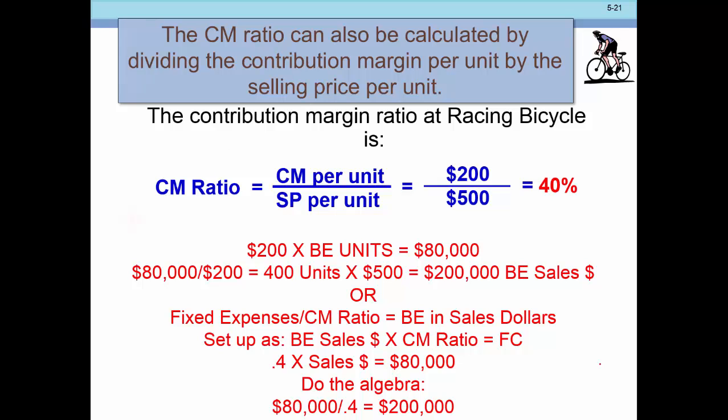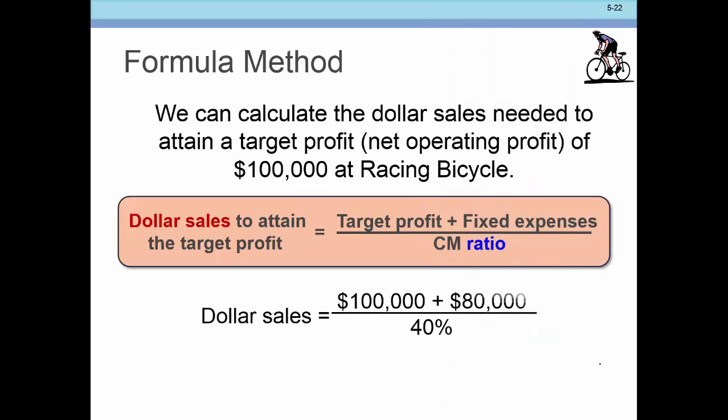Okay, so we come over and take a look at how it works for target profit, guys, and it's the same thing. You just add in the target profit. In this case, it's 80,000. Divide that by the contribution margin ratio. That's going to automatically give you the answer in dollars, doesn't it?